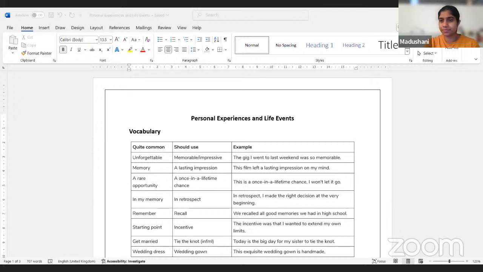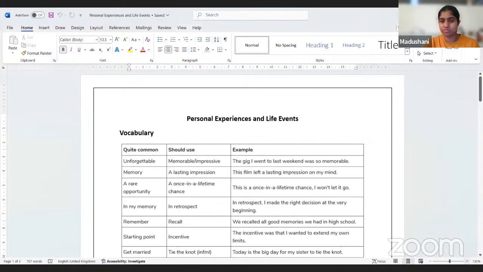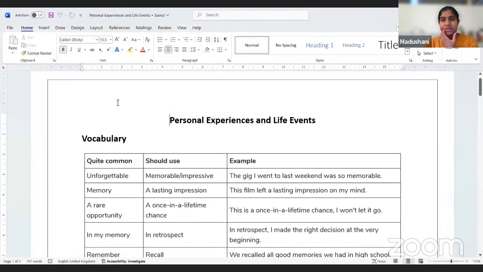Right. So without taking much time, I'm going to share my screen with you guys. Yeah, I maximized my screen and I think you all can see it. So as you can see, the topic is personal experiences and life events. When you talk about personal experiences and life events, what is the effective tense to use?